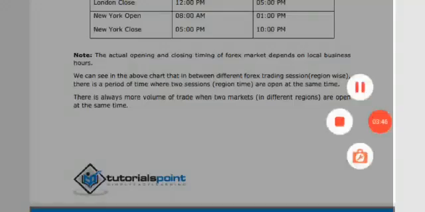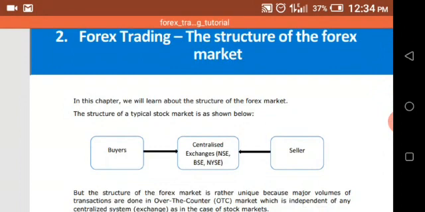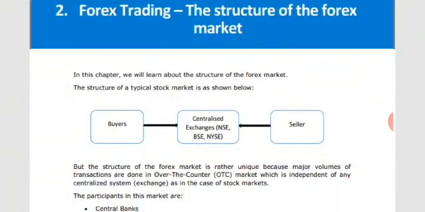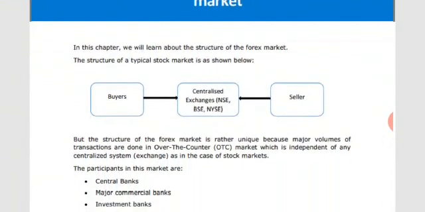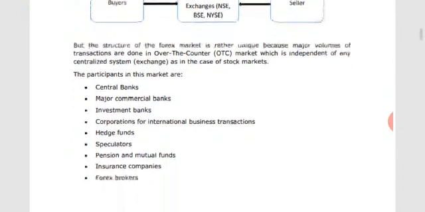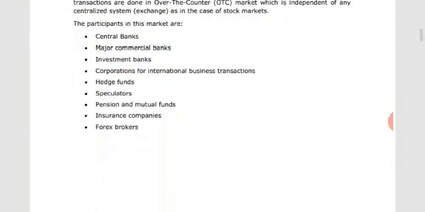The next topic has to deal with forex trading: the structure of the forex market. The structure of the forex market is quite simple, as we can see, whereby we have the buyer, then the centralized exchange, then the seller. So these are the three mediums we will have in this market. Then the participants in the forex market are the central banks, major commercial banks, investment banks, corporations for international business transactions, etc.